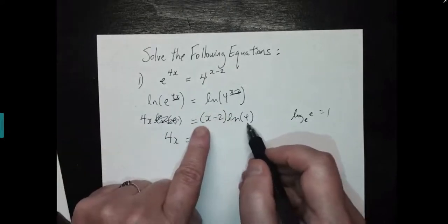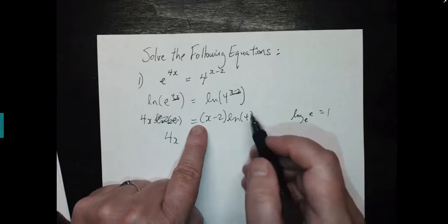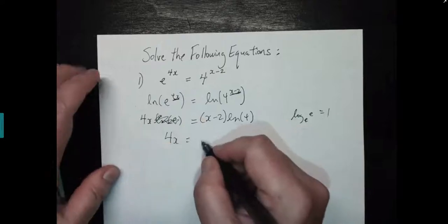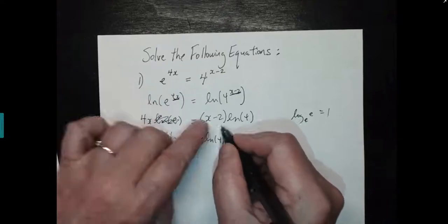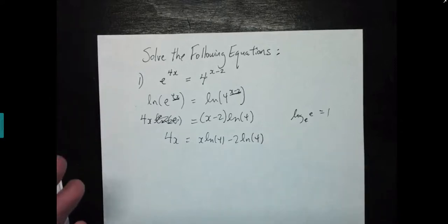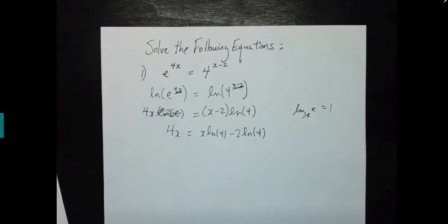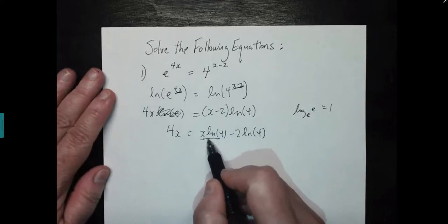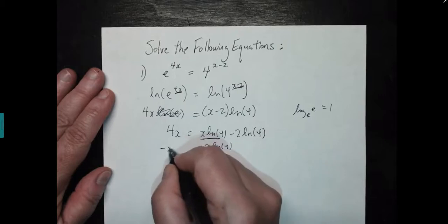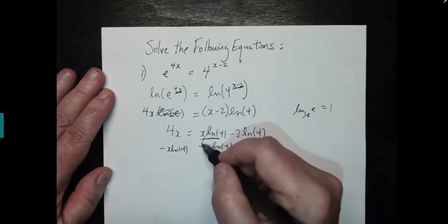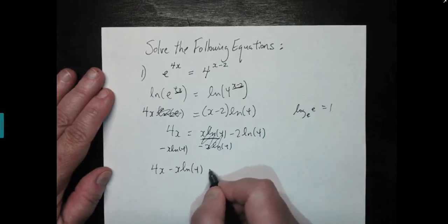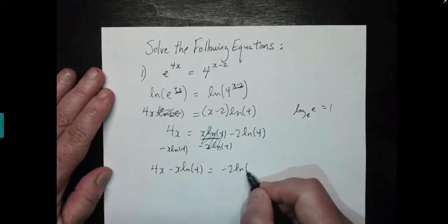And now I'm going to distribute the natural logarithm of 4 through here. I'm just going to do algebra, so this isn't a logarithm rule. So I have x times ln of 4 minus 2 times ln of 4. The next thing I want to do is get all of my x terms together on the same side. So I think I'm going to subtract that from both sides. And so that's going to go away, and I'm going to be left with that.